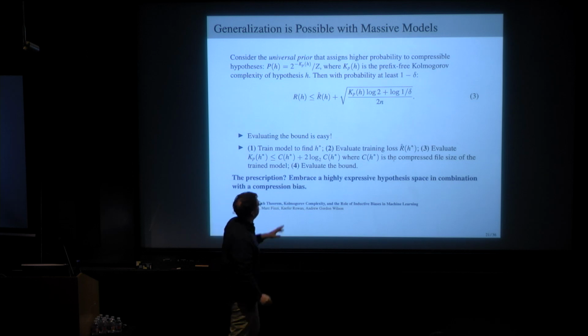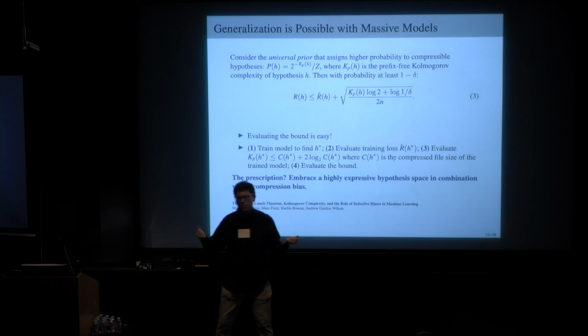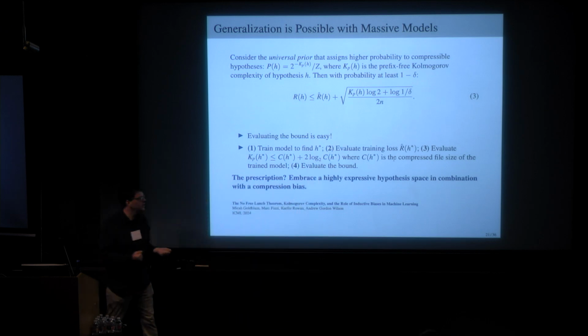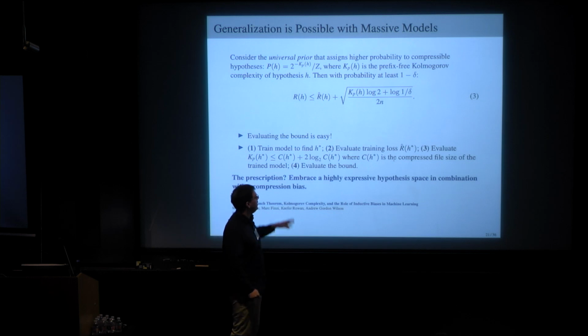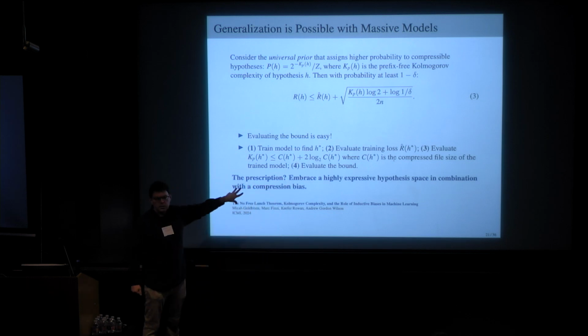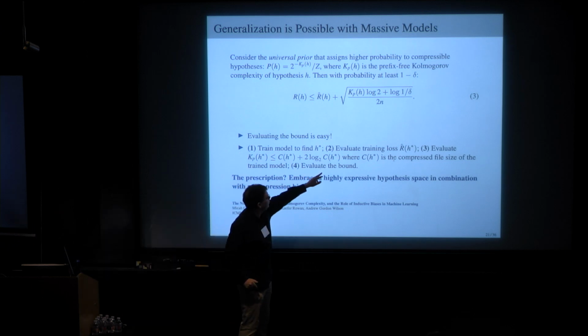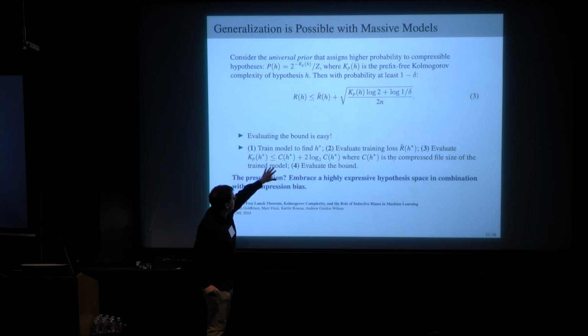And then we can upper bound this prefix-free Kolmogorov complexity, which is the shortest program that can output this hypothesis in bits, by the stored file size of the model, and then we can go ahead and evaluate this bound. Actually evaluating these bounds is very simple. All you do is train whatever model you wanted to use with whatever regularizer, optimization procedure, et cetera. You evaluate the training loss for whatever solution you find, h star. You evaluate this upper bound on the Kolmogorov complexity based on the stored file size of the model, and then you evaluate the bound.